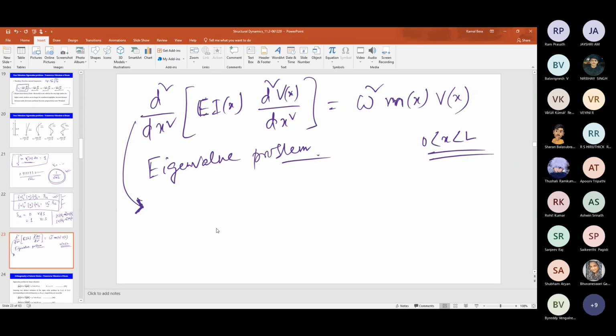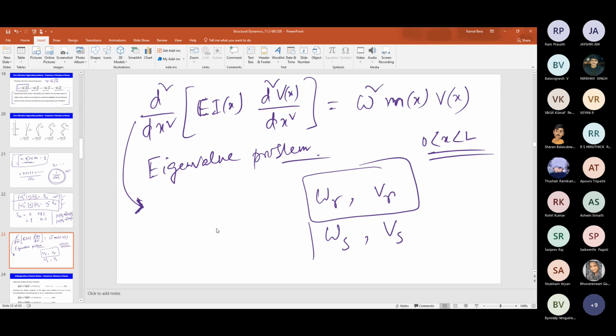For the two sets of eigen pairs, omega_r, v_r and omega_s, v_s, each satisfies its own equation. Pre-multiplying one equation and the other and then doing integration by parts, you will see how elegantly we get the orthogonality relationship. Unless we can prove the orthogonality relationship, we cannot go for mode superposition. Fine, stop it here. Thank you.